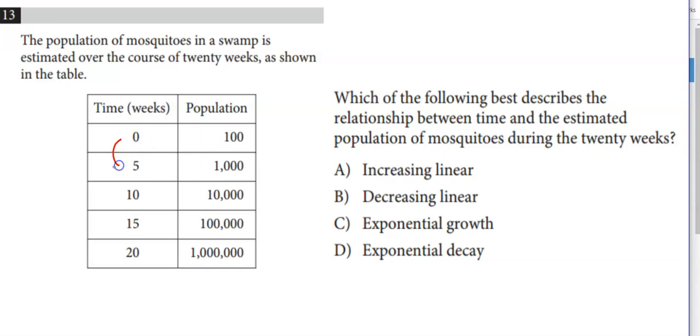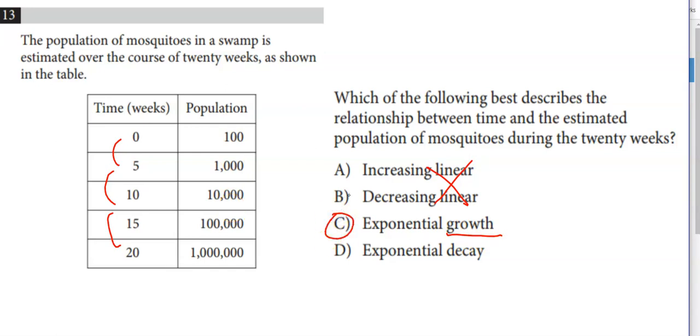So like the x values are increasing by 5, that seems linear. The y values are increasing by differing amounts. So it goes up by 900, then 9,000, then 90,000. So I think linear is out because they're growing a little faster than that. And they're definitely growing, not decaying. This data is getting bigger. And so the answer has to be C here.